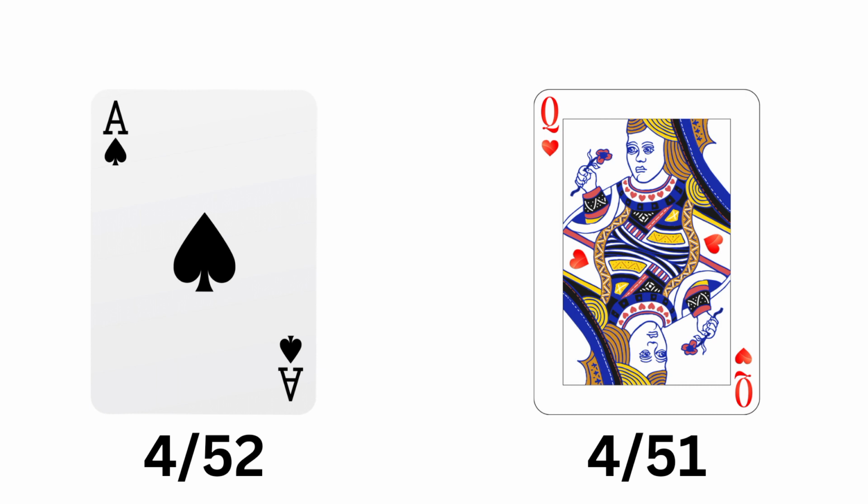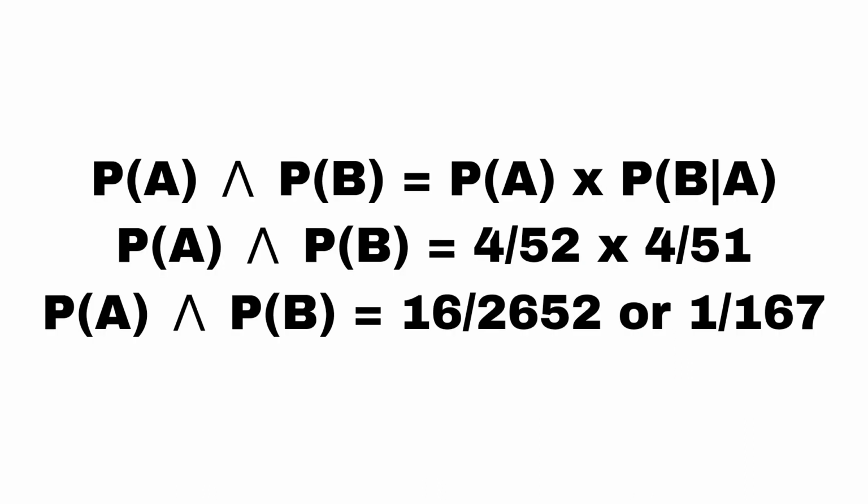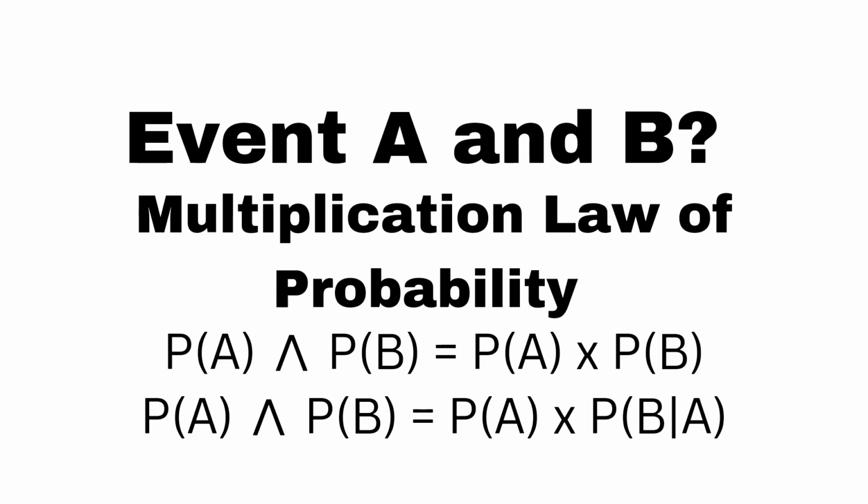There are still 4 queens left but only 51 cards remaining since Harry held onto the ace. Now, our probability for this is 4 out of 51 cards. If we calculate and multiply both of them together, Harry has 16 over 2,652 or a 1 in 167 chance of getting both an ace, holding onto it, and getting a queen. All in all, if you want to know the probability of event A and event B happening, the multiplication rule of probability is best to use. Just be careful to differentiate between dependent and independent events.